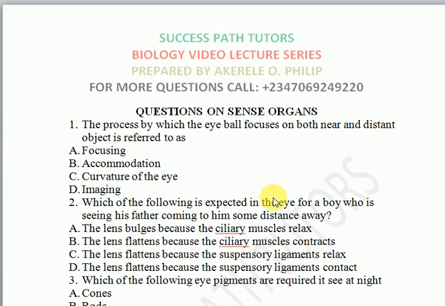The process by which the eyeball focuses on both near and distant objects. We can also say focuses lens. Either way, whether eyeball or lens is still correct. What is that process called? It is called accommodation. So the answer to number one is accommodation.